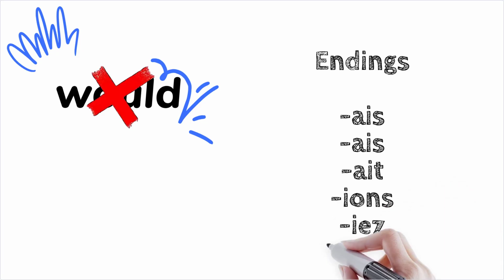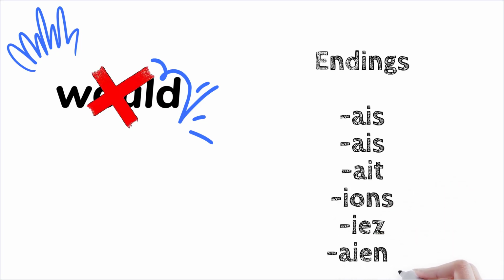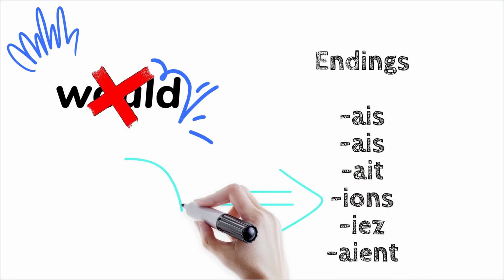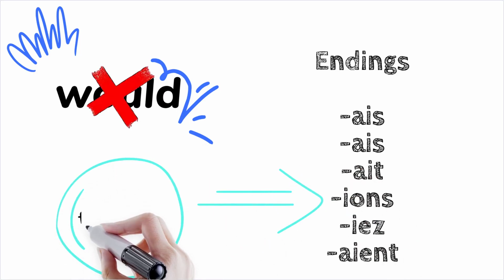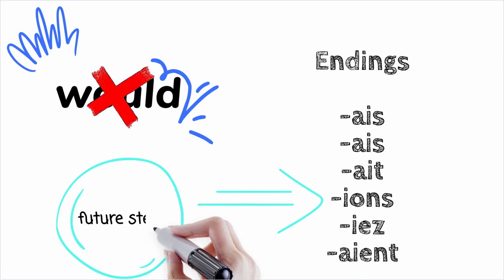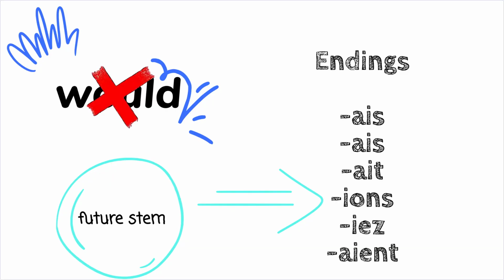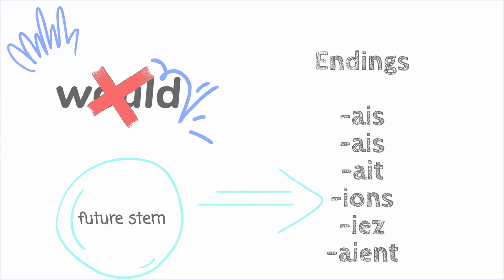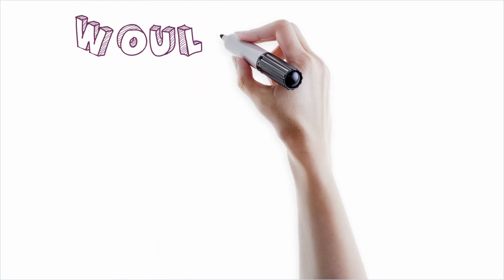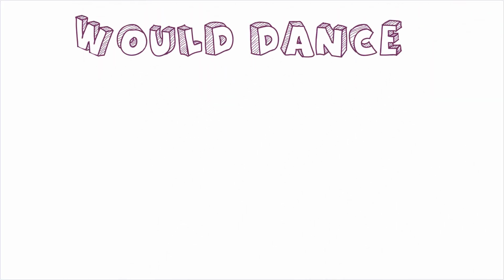Our endings are AIS, AIS, AIT, IONS, IEZ, and AIENT. And these endings are the equivalent of would, and we're going to put those onto the end of the future stem. So the future stem is exactly the same as the future stem that we would use with the future tense. Let's have a look at how we would conjugate the conditional tense with the verb danser, to dance.